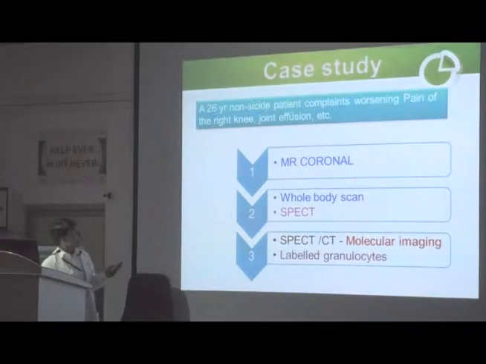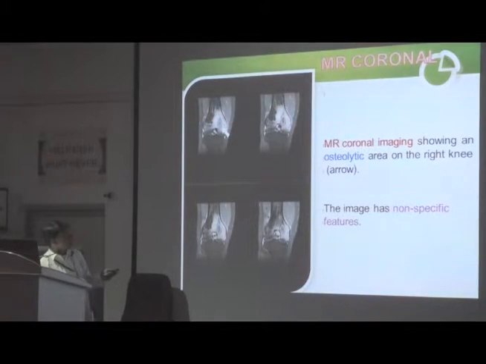A 20-year-old non-sickle patient complains of worsening pain in the right knee joint, with effusion. He has undergone MR coronal studies and a whole body scan using SPECT and SPECT-CT, with molecular imaging using labeled granulocytes. The MR coronal imaging shows an osteoclastic area on the right knee.